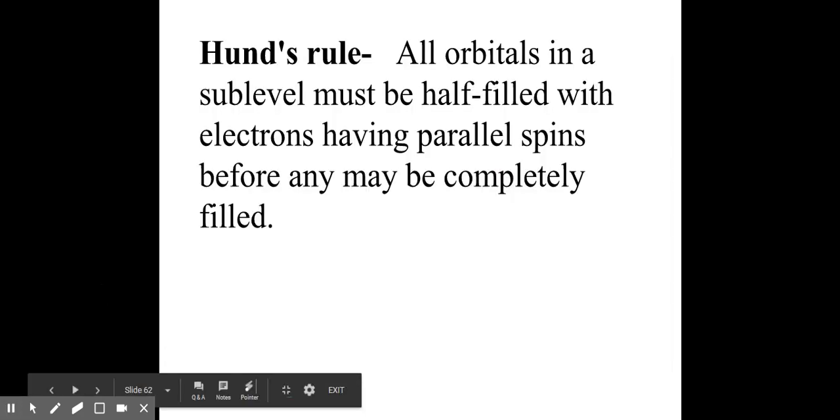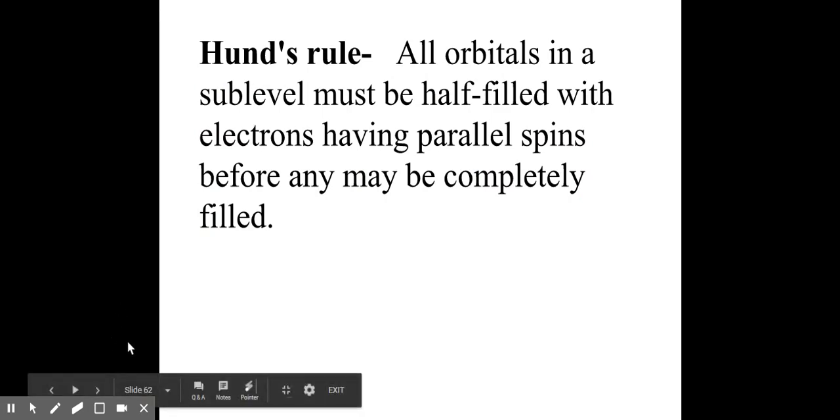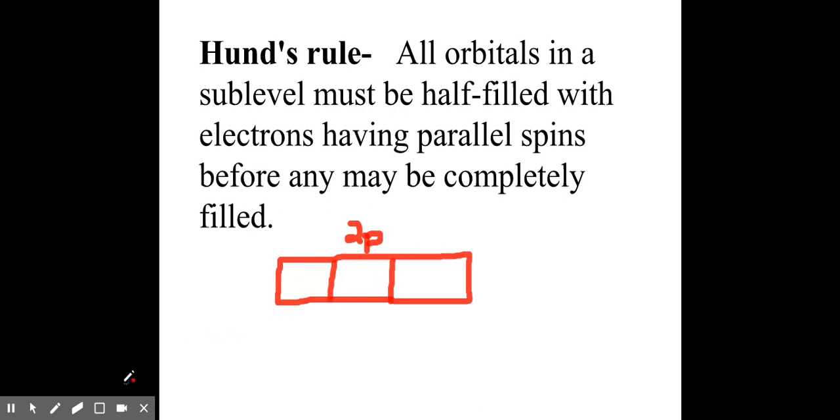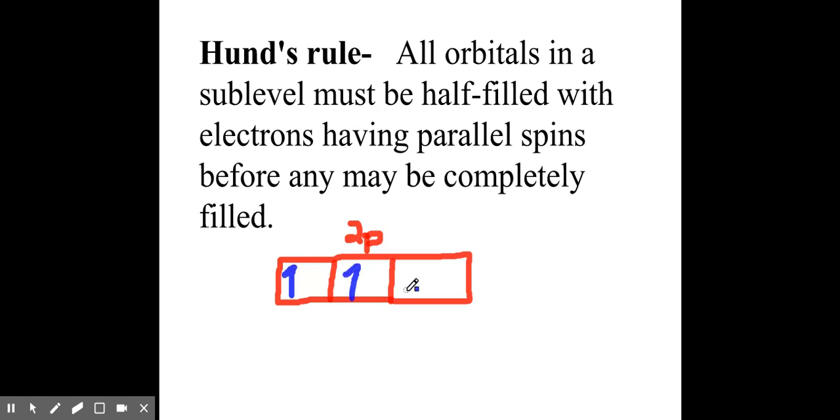Alright, please remember that. Now, Hund's rule says that all orbitals in a sublevel must be half filled with electrons having parallel spins before any may be completely filled. So what that means is that if we have our orbital diagrams right here, and say this is the 2p, or it could be any p, and we have 3 orbitals right here, we have to fill 1 electron here, and then 1 electron here, and 1 electron here. We have to separate all of them like this.